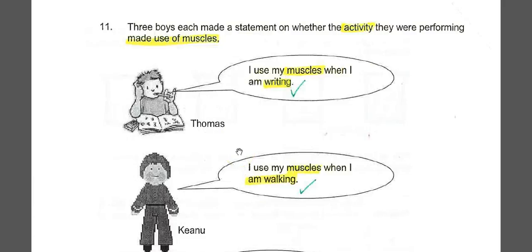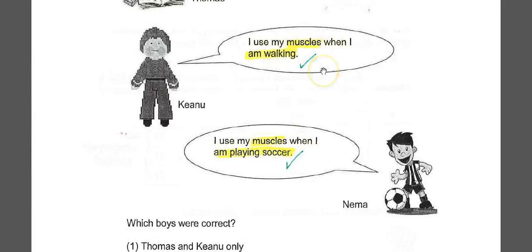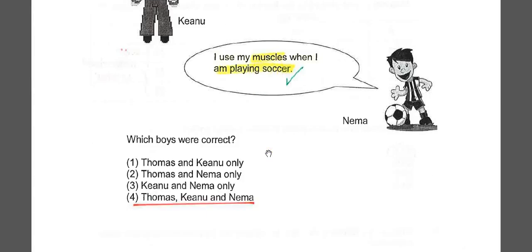These 3 boys make statements of activities that they were performing that make use of muscle. I use muscle when I am writing. Correct, Thomas is right. And Keanu said muscles when walking. He's correct. And Nima said that he uses muscle when he's playing soccer. Now 3 of the boys were correct. Answer 4.